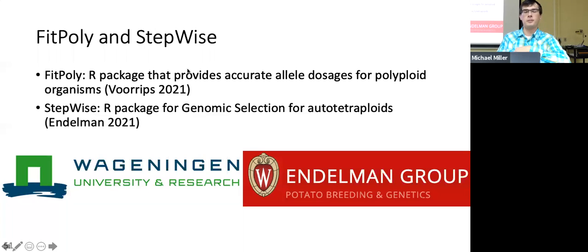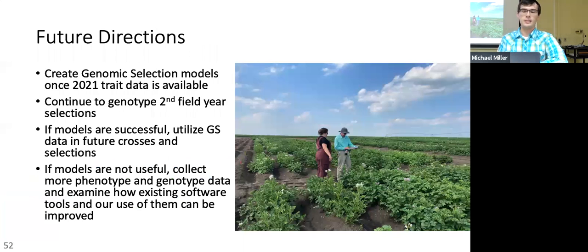But FitPoly will provide that reliable genetic data that we can use in genomic selection, and we combine that with our good phenotype data, using a package for doing genomic selection in autotetraploids. It accounts for all the complications that are introduced by autotetraploids in making genomic selection models, so that hopefully we can have successful, useful models.